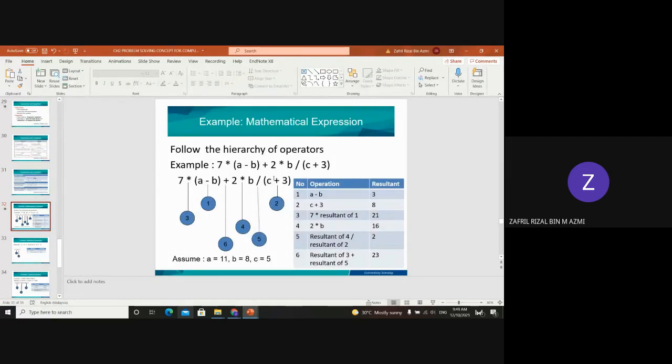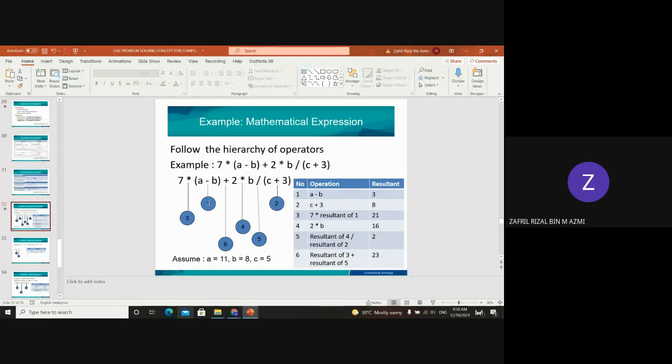How you show the process of the equation: you construct a table. This table consists of number, operation and resultant, and then you need to draw. Inside of the equation you need to draw which process comes first. In this case, we have two brackets. The first bracket to be solved is the one on the left. You solve this first.